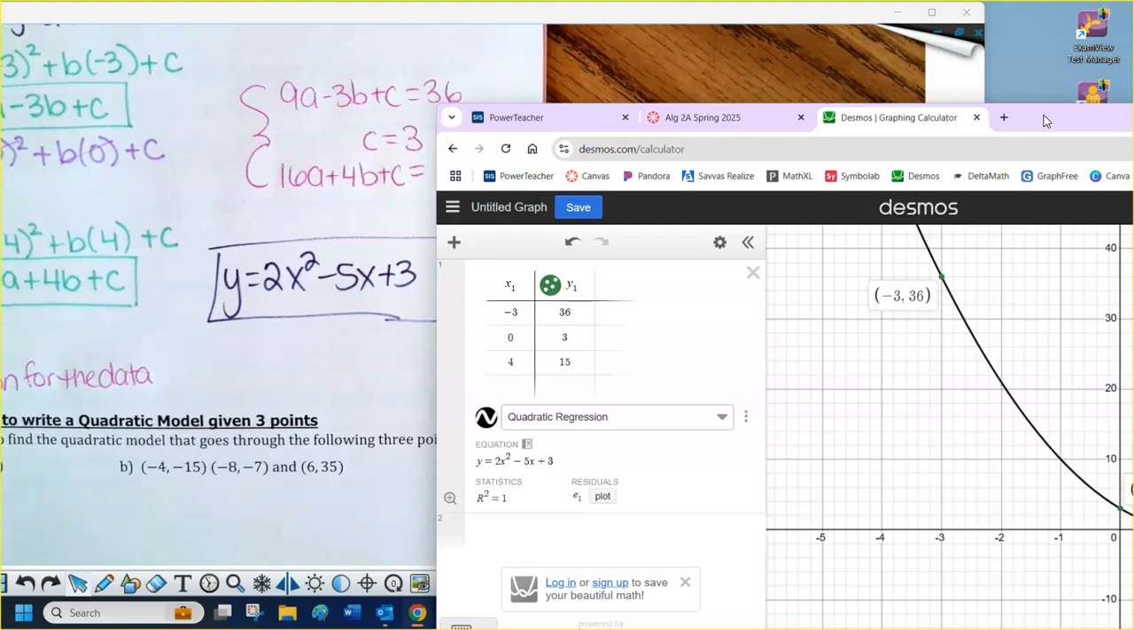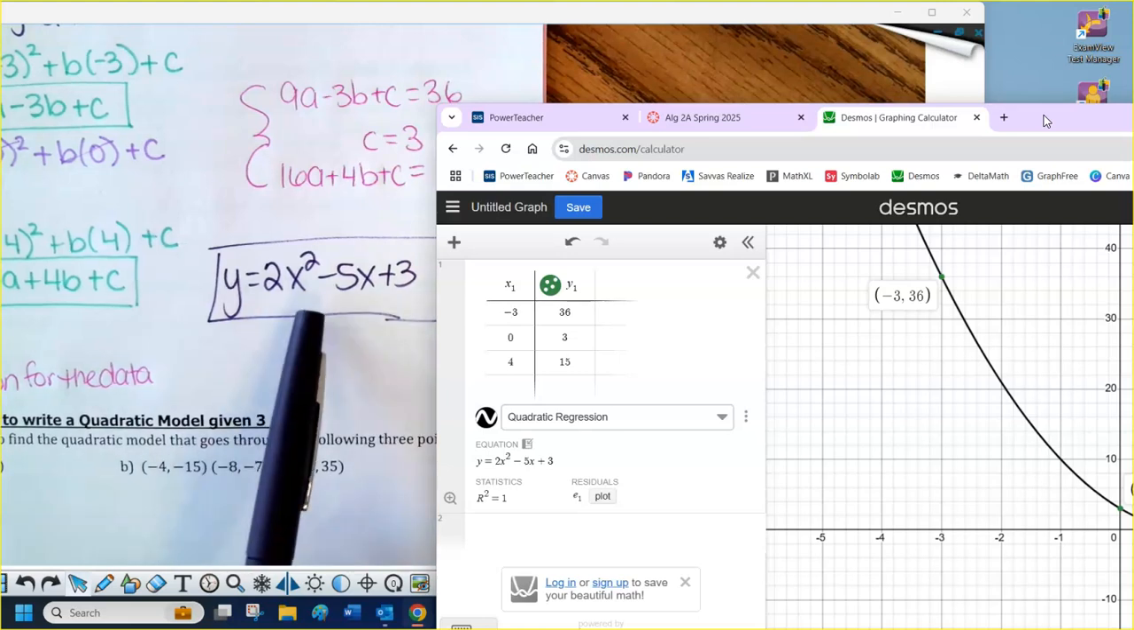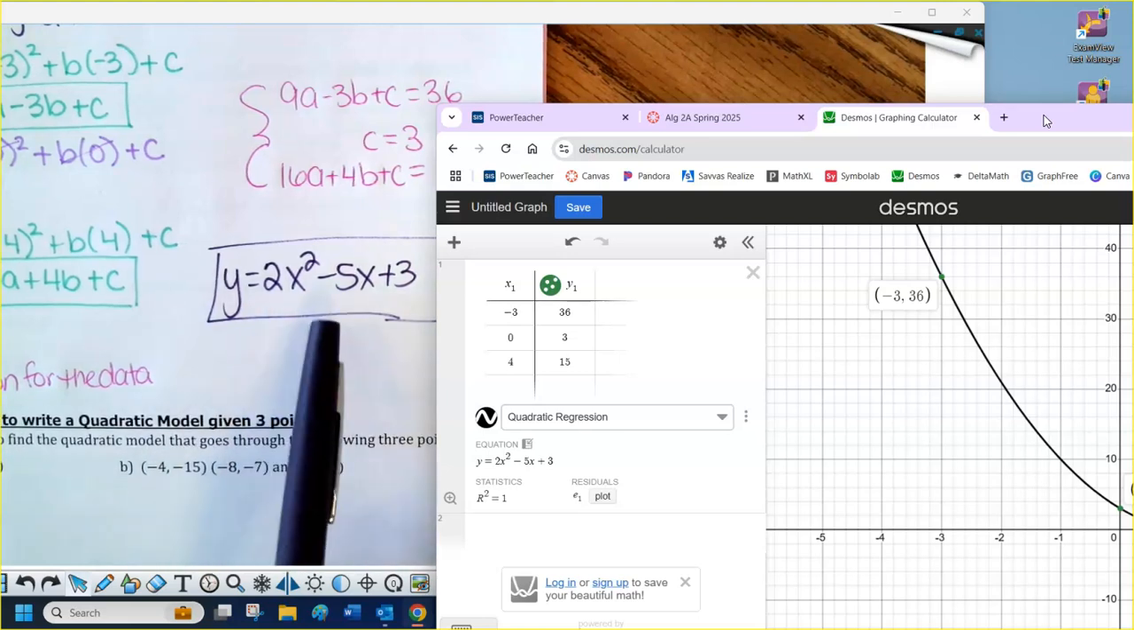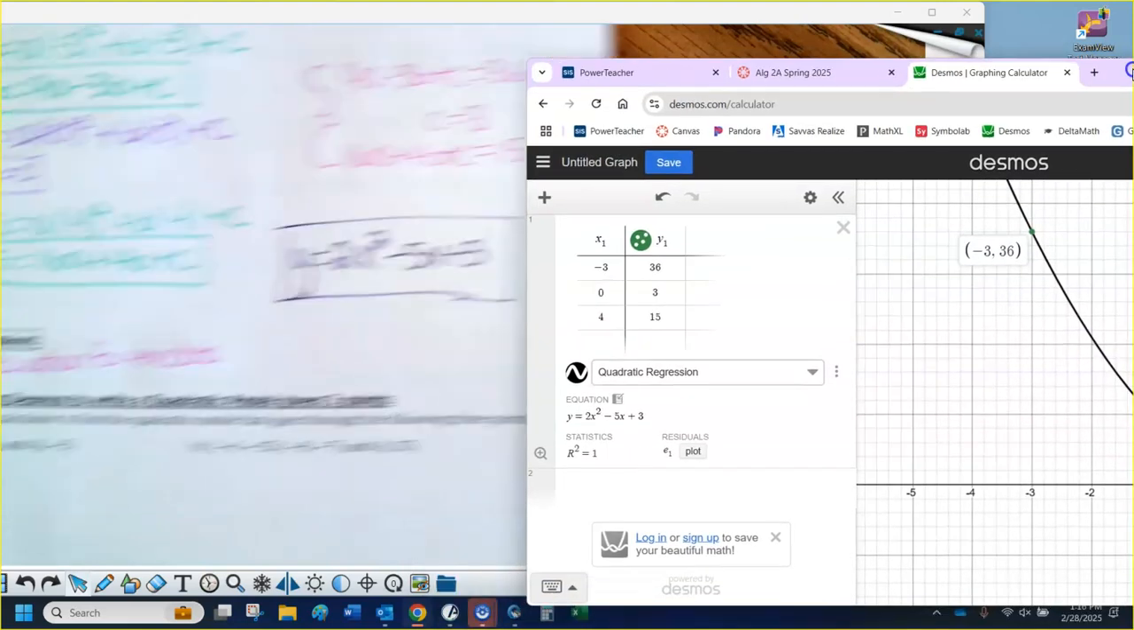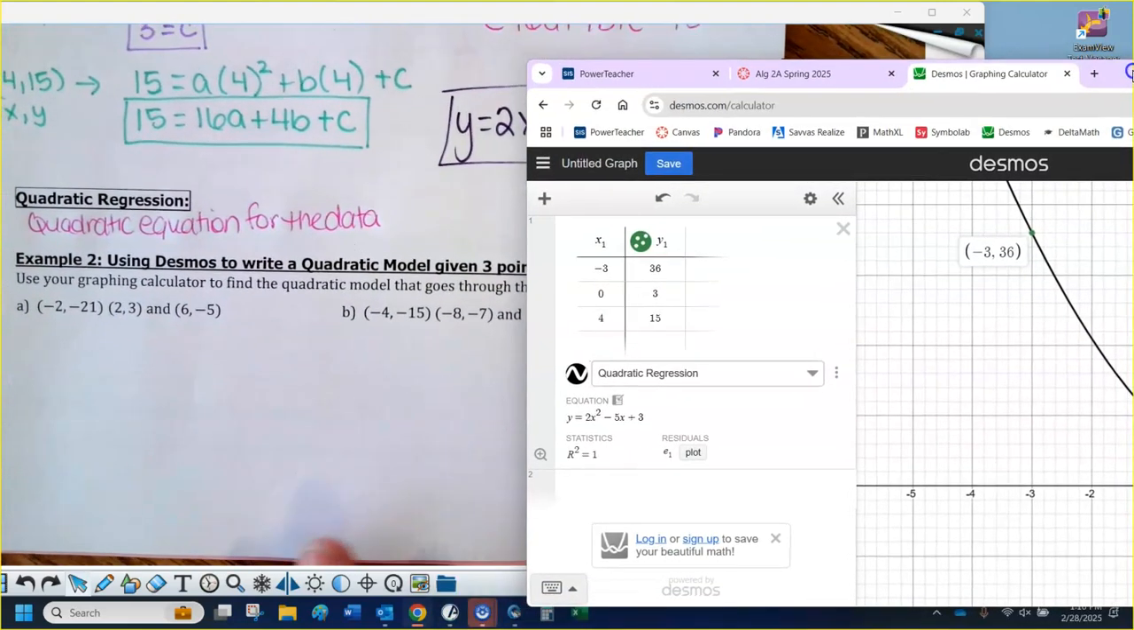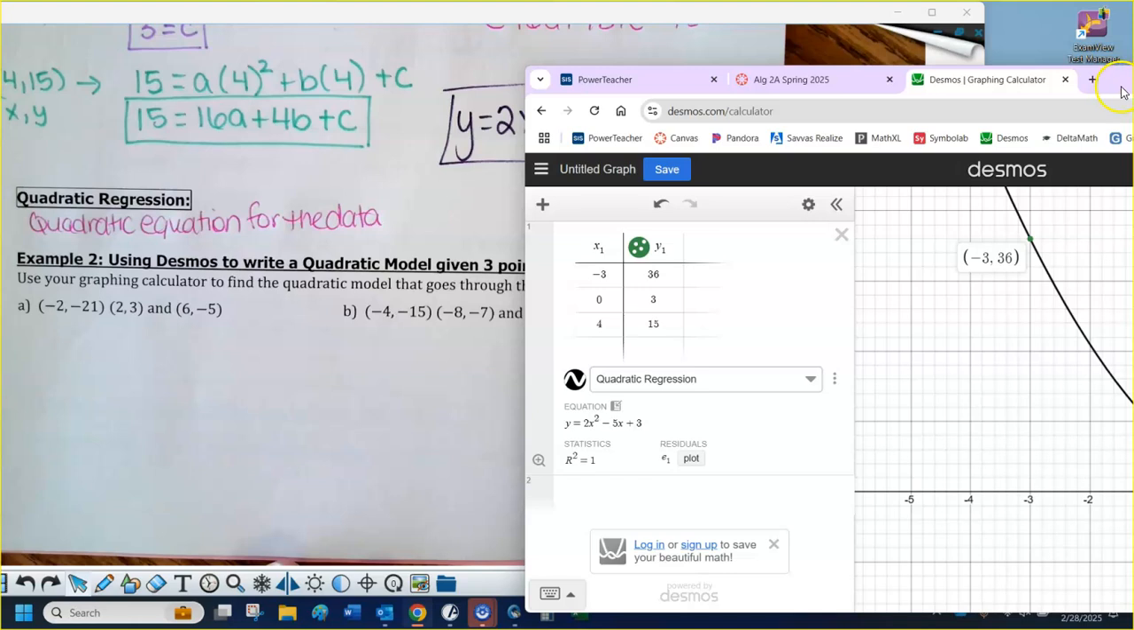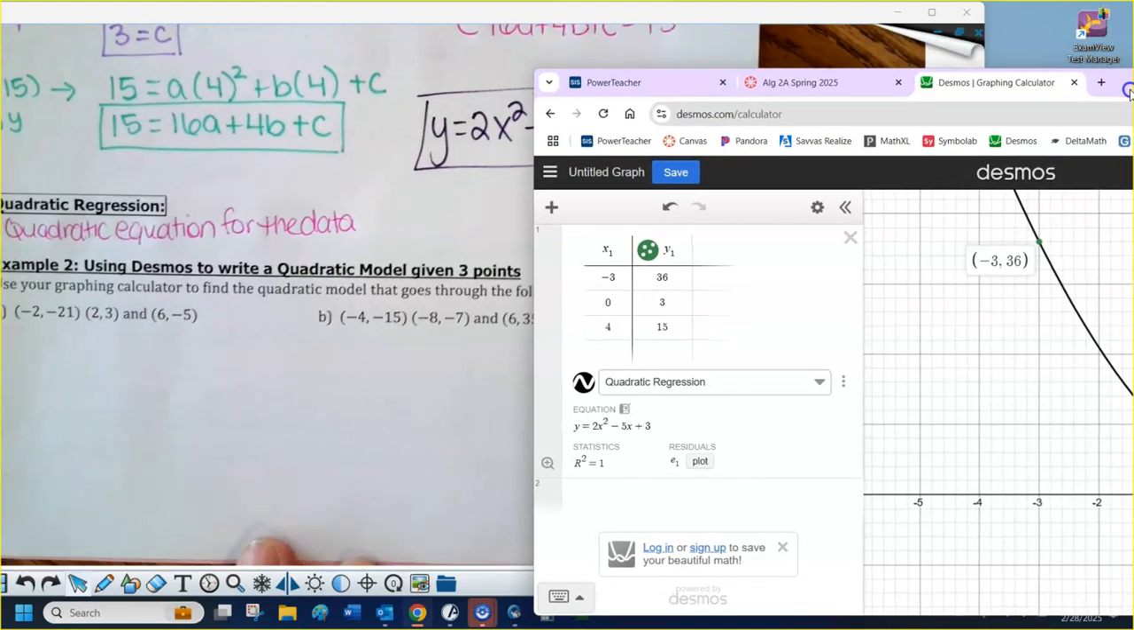Now this is not something I would ask you to graph by hand because the vertex here is going to be a weird number. If I did negative b over 2a, we'd have positive 5 over 2 times 2, so it would be positive 5 over 4. So it's going to have a fraction or a decimal for the vertex, but we can write the equation just knowing the 3 points. So what I want you to try to do is write the equation for the quadratic that goes through these 2 sets of points.